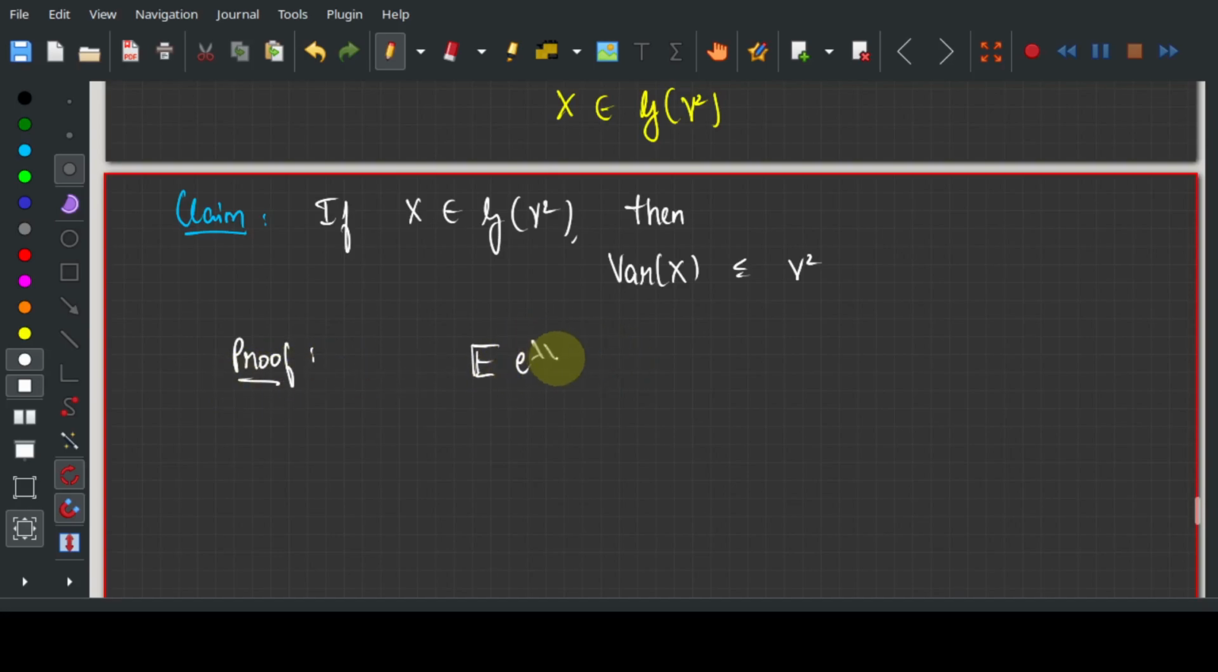Expectation e to the lambda x is less than or equal to e to the lambda square v square divided by 2. So what would be your guess? How do you think we could prove this from this particular state? We can compare to the moment generating function of the Gaussian. Okay.